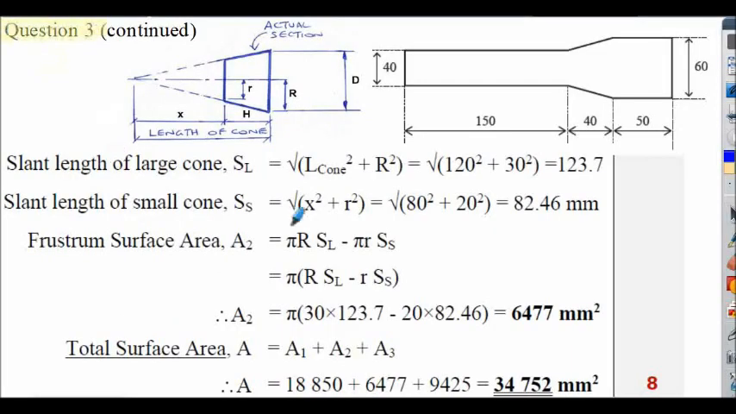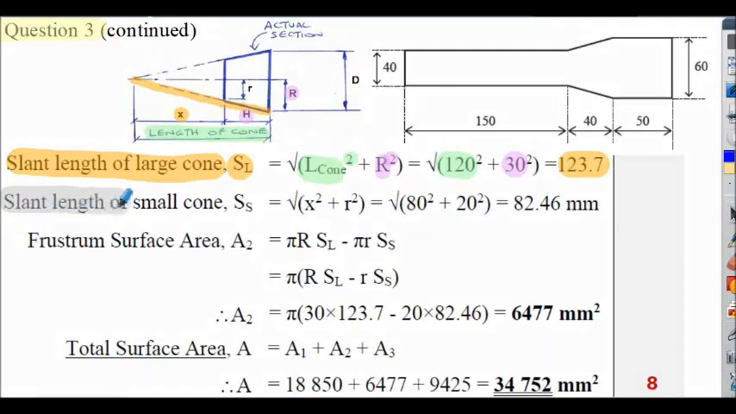Question 3, solution continued. So now we're going to work out the slant length of the large cone. I've got it as SL here. This would be length SL, which is the length of the cone all squared, plus radius uppercase R shown here, again squared. So we're essentially using Pythagoras' theorem here. We know two sides of a right angled triangle, so we can find the hypotenuse. That evaluates to 123.7 millimeters. Notice R, of course, is half of the 60, so it's 30.